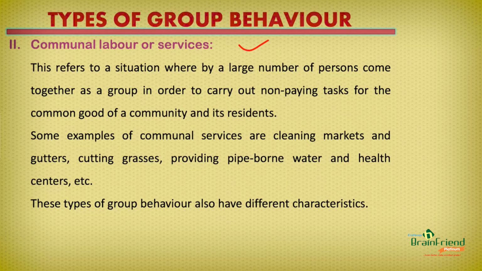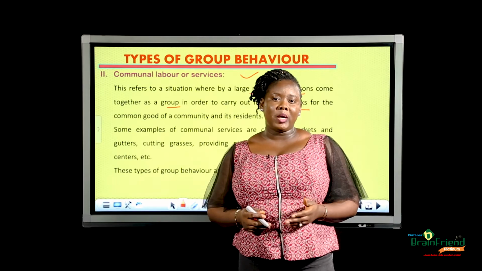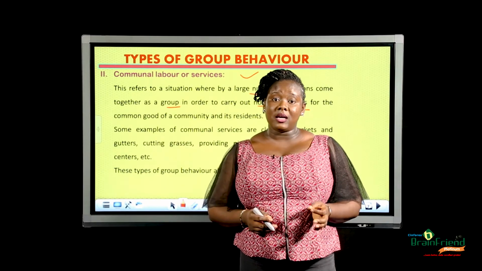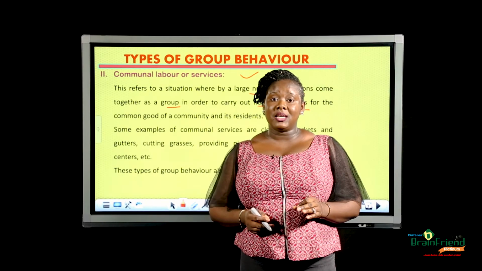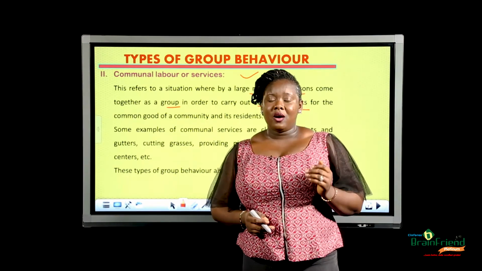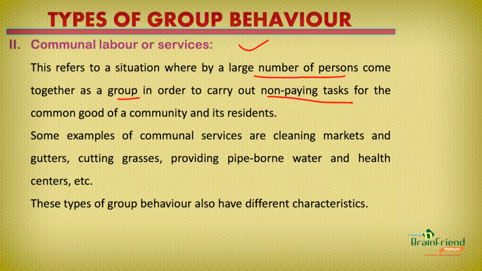Now let's move on to the next type of group behavior, which is communal labor and services. Communal labor refers to a situation whereby a large number of persons come together as a group in order to carry out non-paying tasks for the common good of a community and its residents. Some examples of communal labor or services include cutting grasses, cleaning markets and gutters, providing health centers or pipe-borne waters for the residents, etc. However, these types of group behavior also have different characteristics.